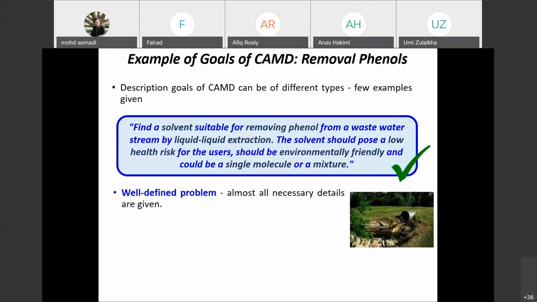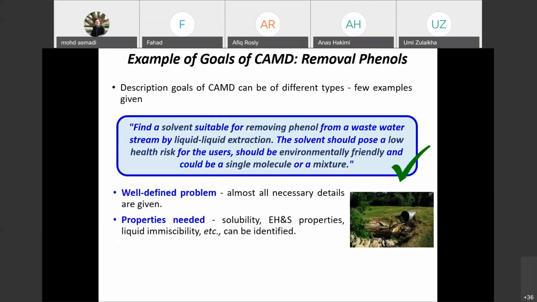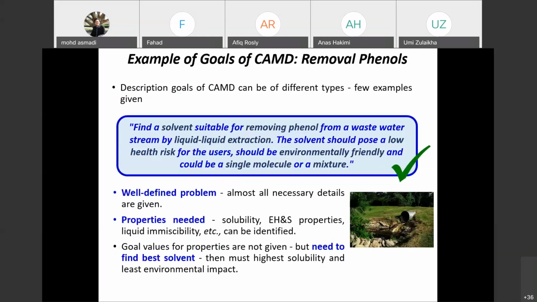A well-defined problem, because we want to remove phenols. Almost all necessary details are given. The property needs, such as solubility and liquid immiscibility, we can identify, as well as the goal values. We need to find the best solvent to remove phenols. For example, something organic that can solubilize the phenols, and then we remove that solvent and can recover the phenol.